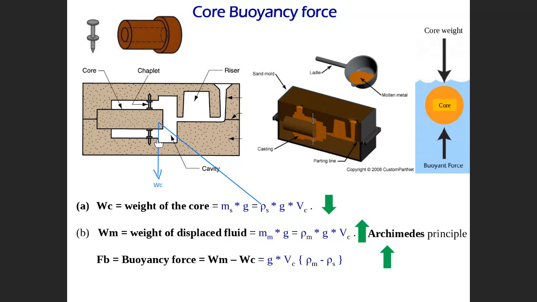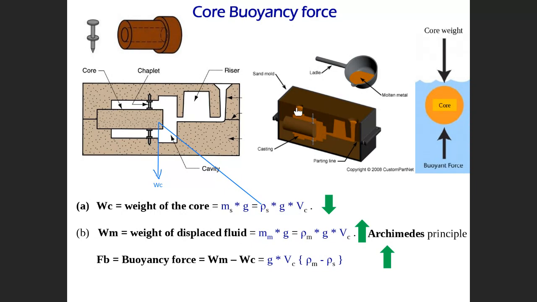We have to have a chaplet in a casting to support the core. Otherwise, if you don't put a chaplet, due to the weight of the core, this one will collapse. That's the first. Second, when you put the liquid here, then you can see that this is the weight of the core. Can you see that? This is the weight of the core.